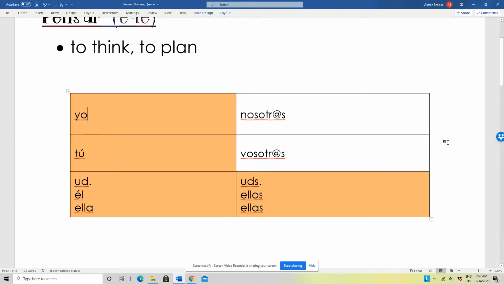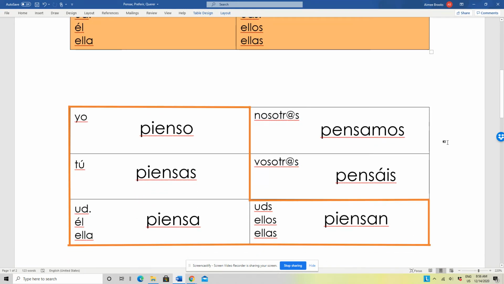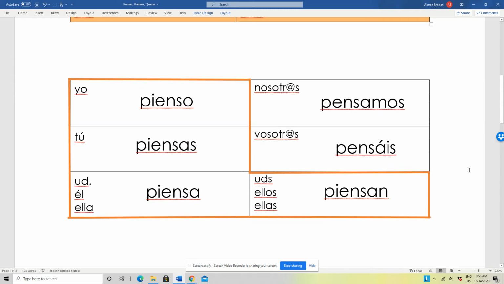Okay, let's see if you got that right. Let's go through the forms. You should have yo pienso, tú piensas, usted ella piensa, nosotros pensamos, vosotros pensáis, and it's an AR verb, so that accent needs to be over the A in the vosotros form. And then ustedes, ellos, and ellas piensan.